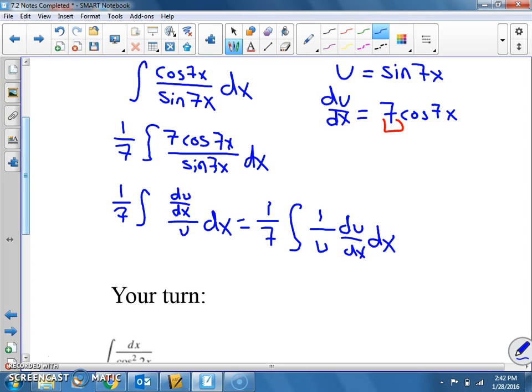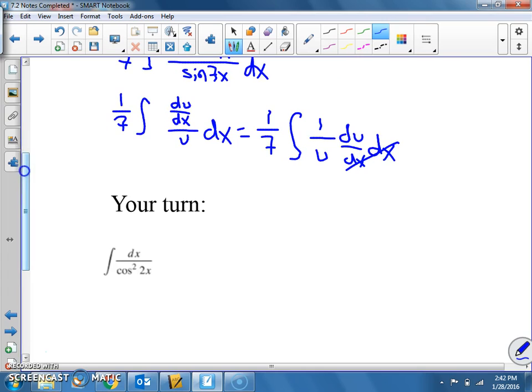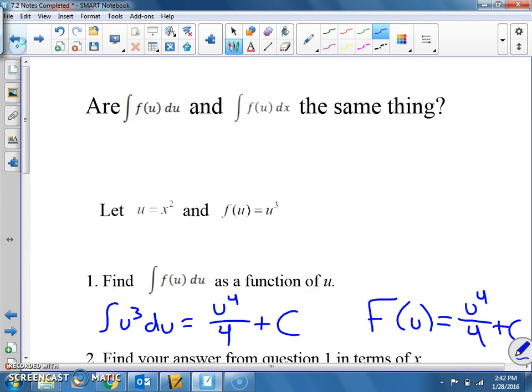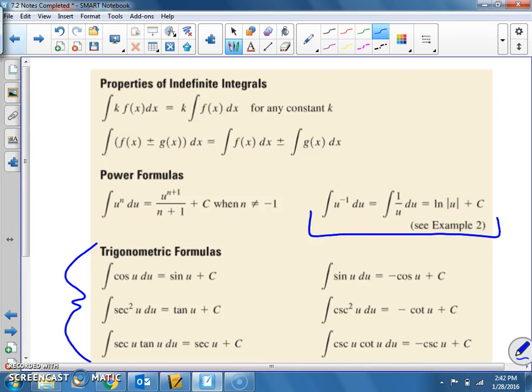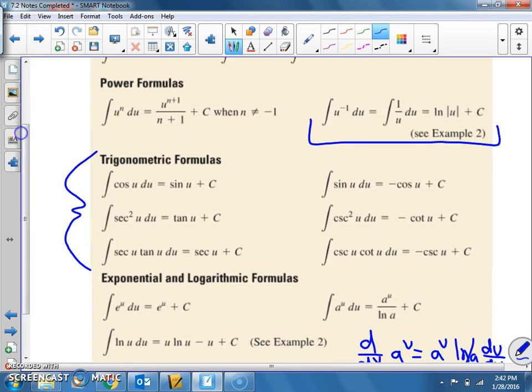So what happens with the dx's then? They cancel and I'm left with 1 over u du. Right? That was one of the ones that we had talked about. It was going to be pretty important here. So we've got 1 over u du. We go back to the rules. I even got it highlighted. Then u to the negative 1 over on this side here, it's going to be the natural log of the absolute value of u.